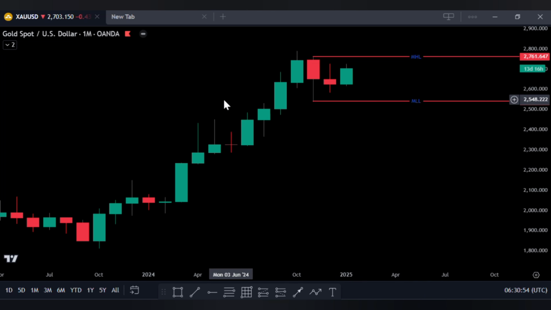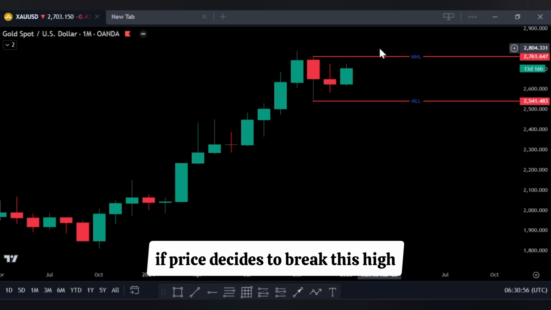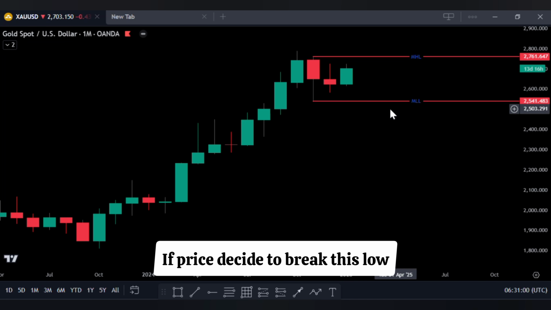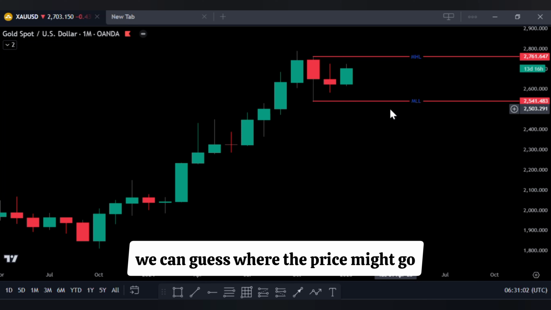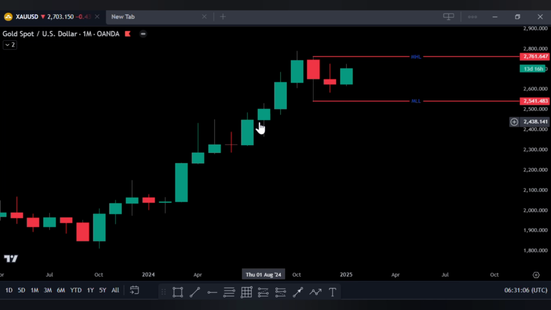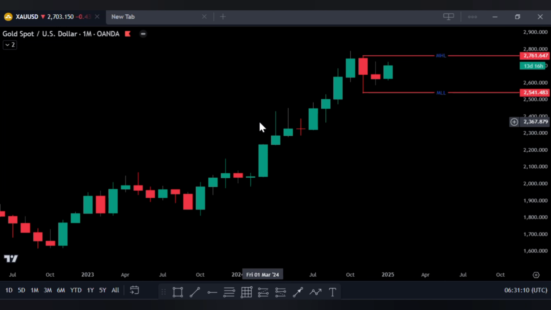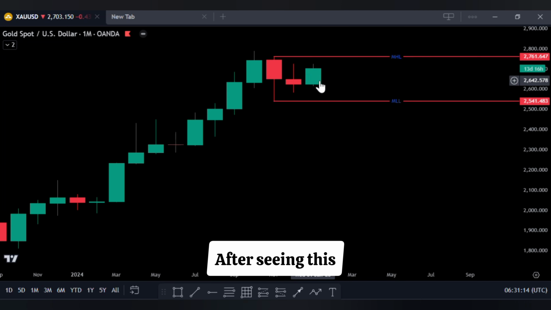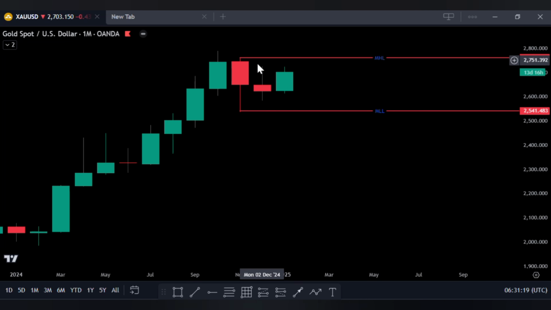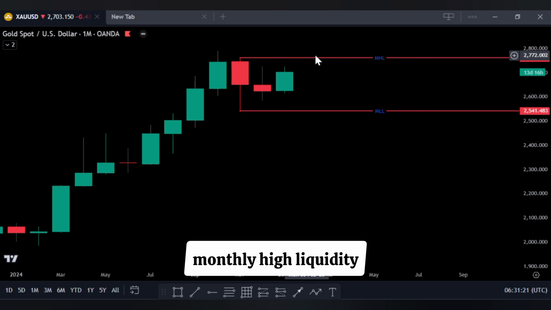So if price decides to break this high, we do another analysis. If price decides to break this low, we can guess where the price might go, in any support or resistance zone or any imbalance, fair value gap zone on a monthly time frame. After seeing this, I'm predicting maybe gold will break this high, the monthly high liquidity.